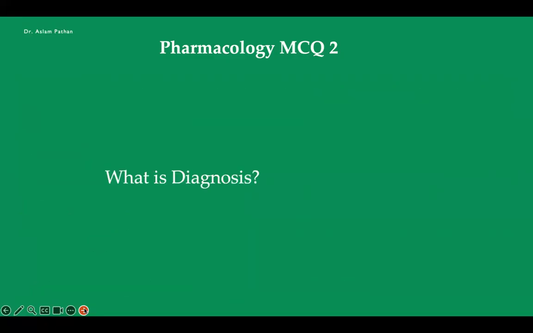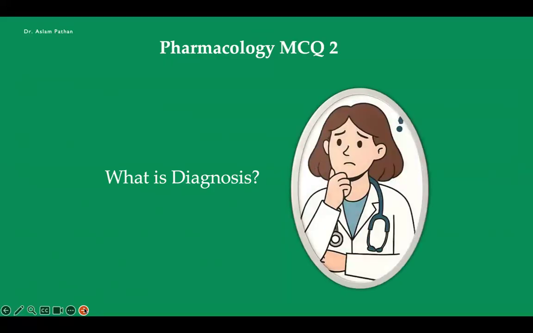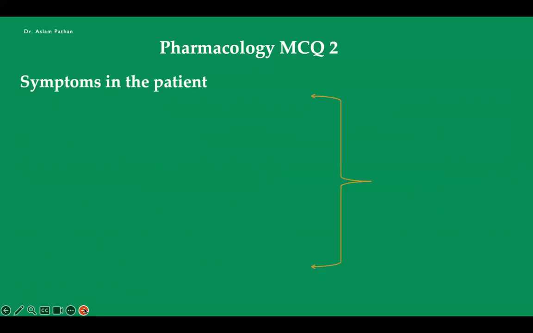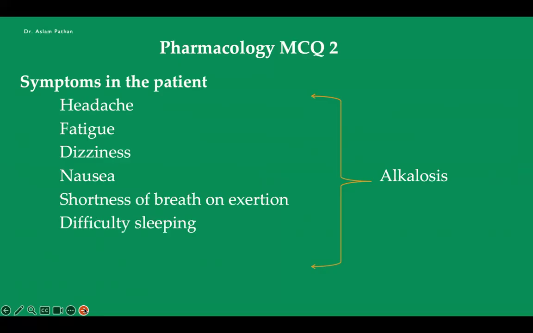First, to get the answer, we need to know the diagnosis. And the diagnosis we can find out by the symptoms. What are the symptoms? Headache, fatigue, dizziness, nausea, shortness of breath on exertion, difficulty sleeping, and mild facial puffiness. These symptoms are of alkalosis.